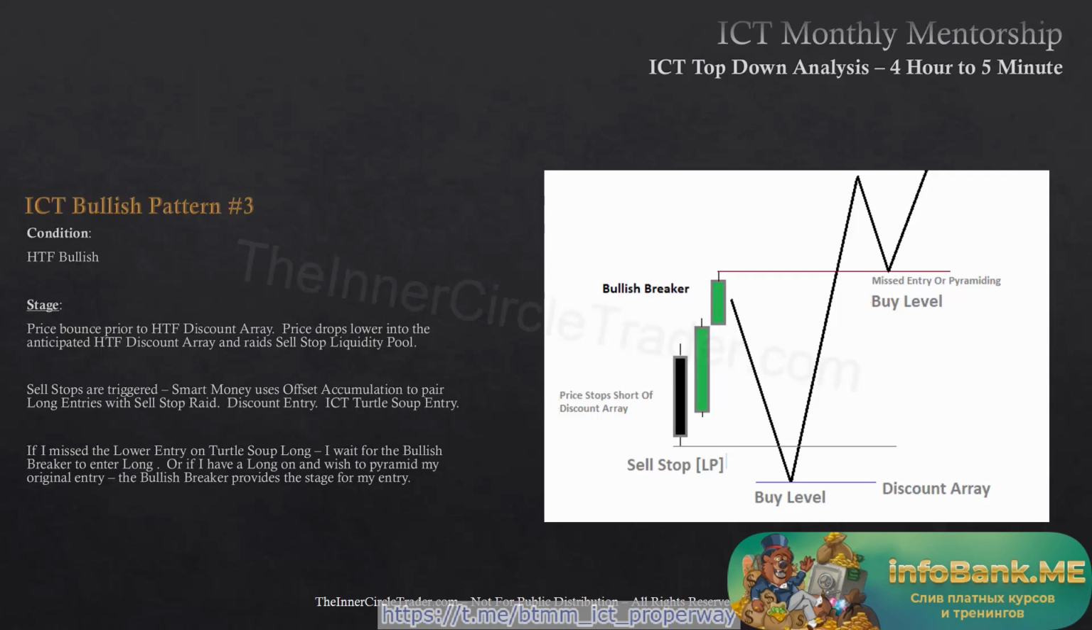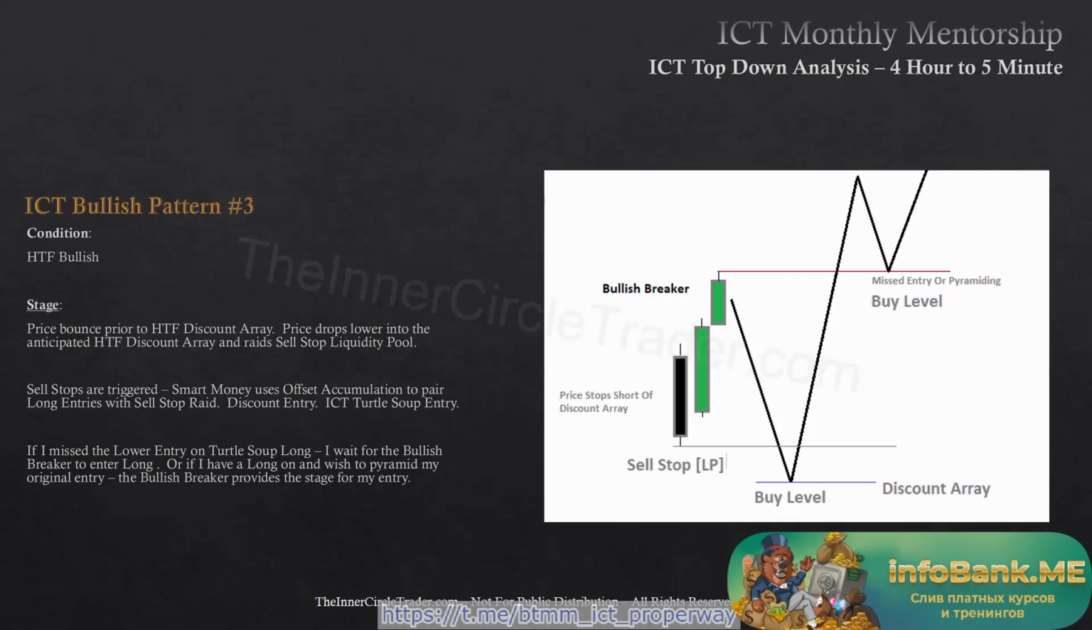Or say I'm hefty and I've got a pretty good size on. Say I got 20 contracts or 20 lots on at the low end on the turtle soup long. I can add 10 now at that higher buy level off the bullish breaker and feel confident that it's not going to go down into that internal range liquidity because it's already done its work running the stops. So it's not going to be an optimal trade entry from the buy level, the lower level of the discount array. It's not going to retrace down into some discount array there because it's already run the stops.